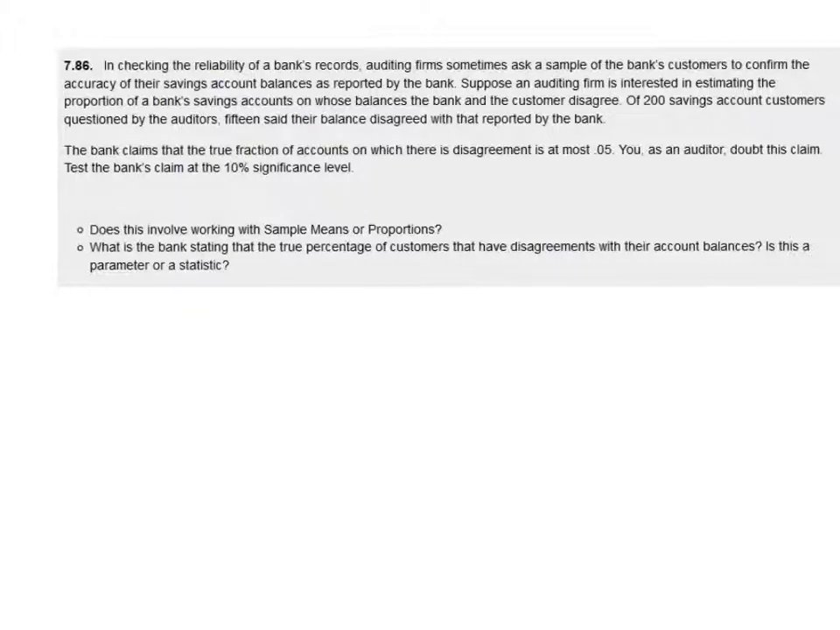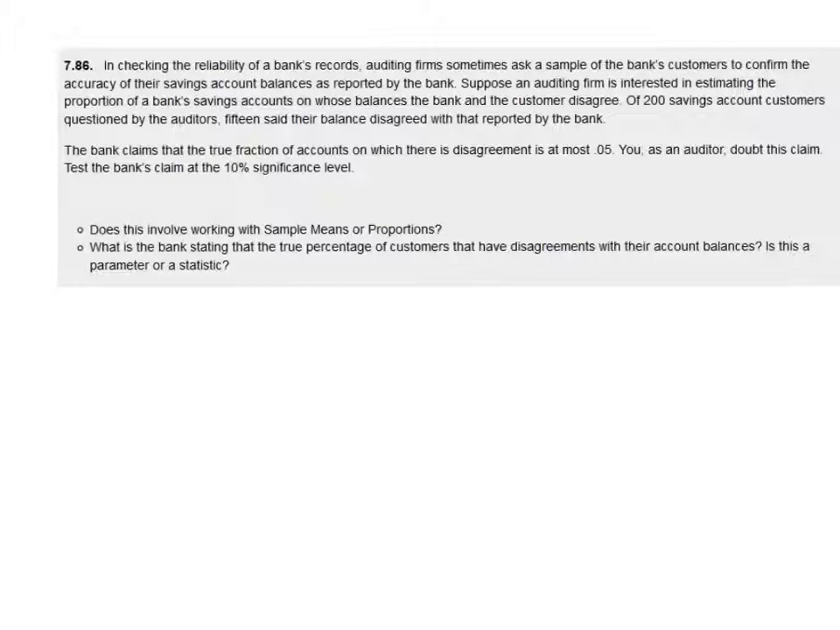So I'll walk through this exercise here from the week 13 forum. We're checking on the reliability of bank records, and they check it on the accuracy of the accounts. Suppose an auditing firm is interested in the estimated proportion of accounts whose balances disagree with a customer.